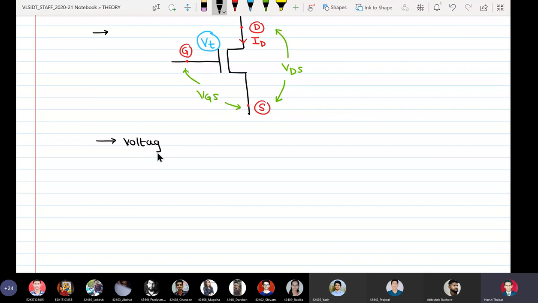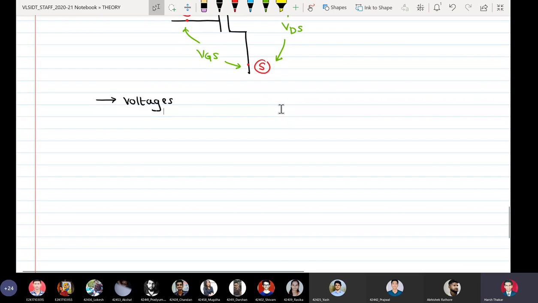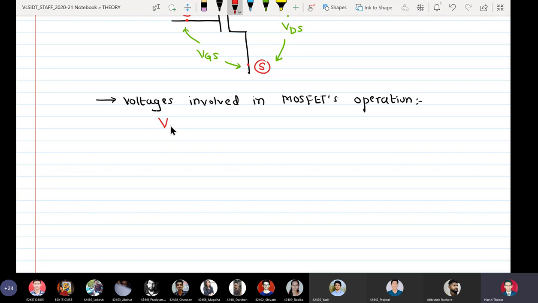So now we can jot down that the voltages involved in MOSFETs operation are VDS, VGS and threshold voltage VT, and there is only one current involved here.